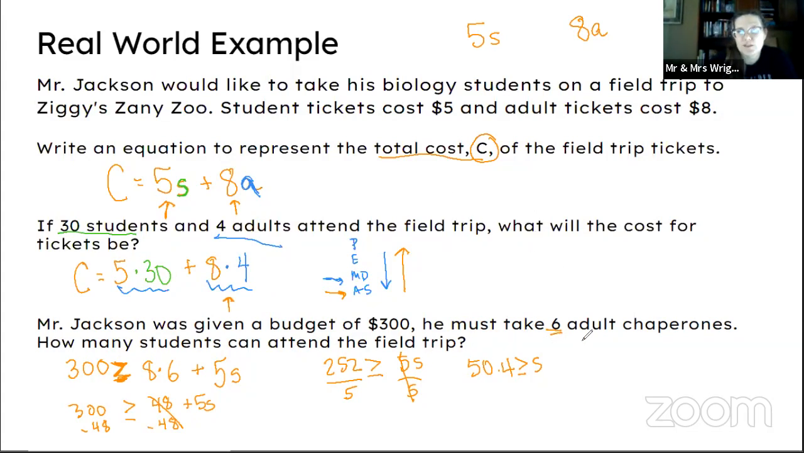So this is a word question. Let's come up with a word answer. And the answer that you would write down is Mr. Jackson can take up to 50 students on his trip.